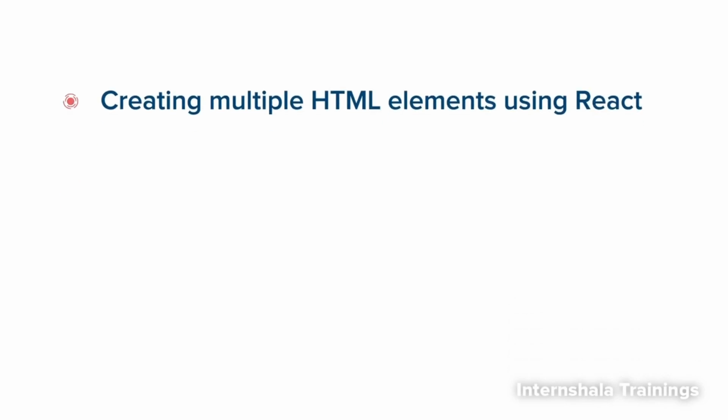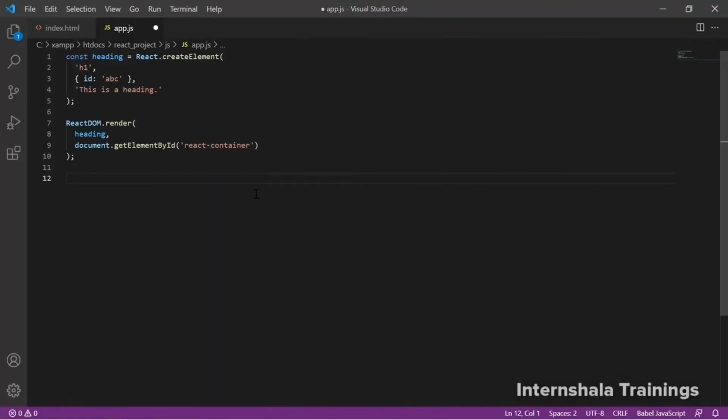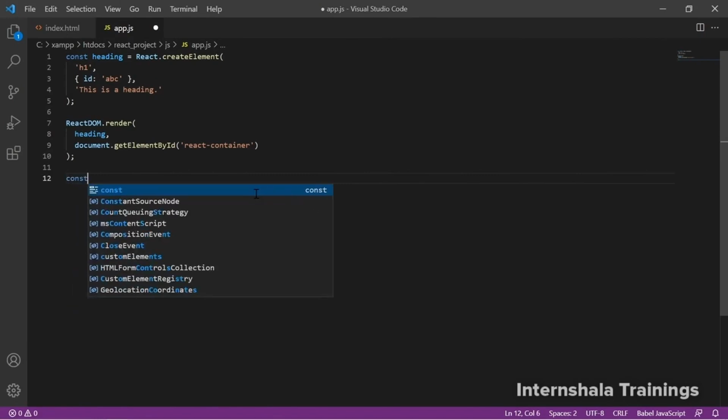Suppose we want to add another element or a group of elements inside a React container. How can we do this? Well, the approach is similar to what we have followed previously. So let me see how many steps you have remembered for creating an HTML element. Similar to what we did for the heading element, we will create a new element for the paragraph.